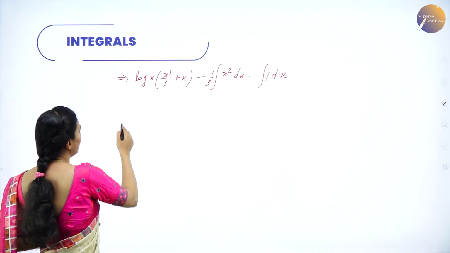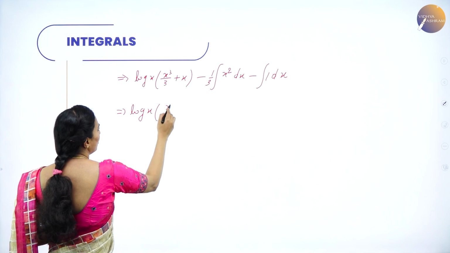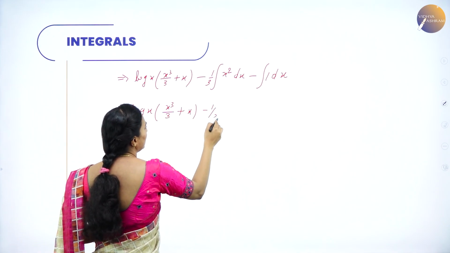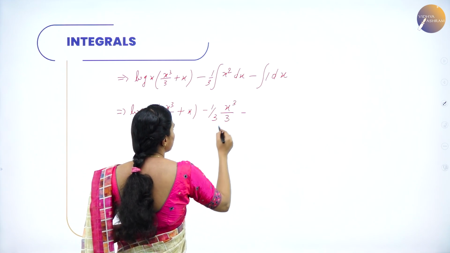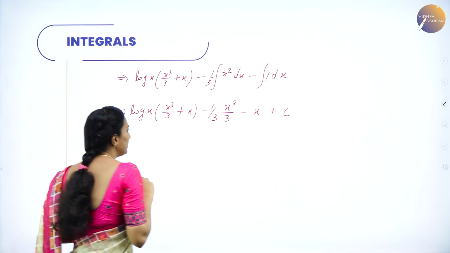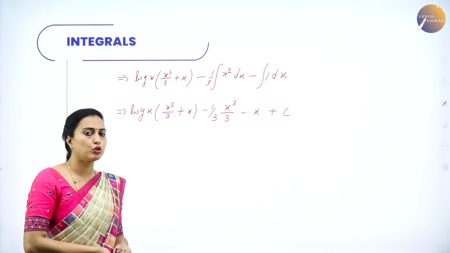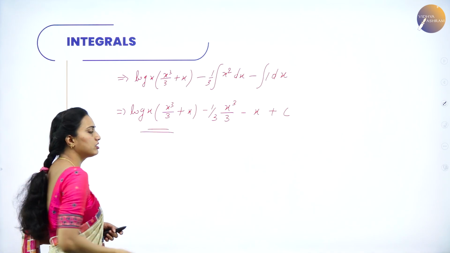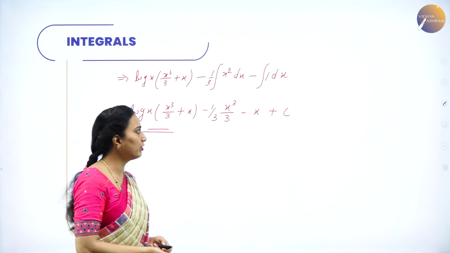Now further simplification gives you log x into x cube divided by 3 plus x minus 1 by 3 into x squared integration is x cube divided by 3, minus 1 integration will be x, plus c. If you want, you can multiply 1 by 3 into 1 by 3, which is x cube divided by 9, and this is your final answer. You are going to get it for this question. I hope you understood that one. We'll be moving on to the next problem.